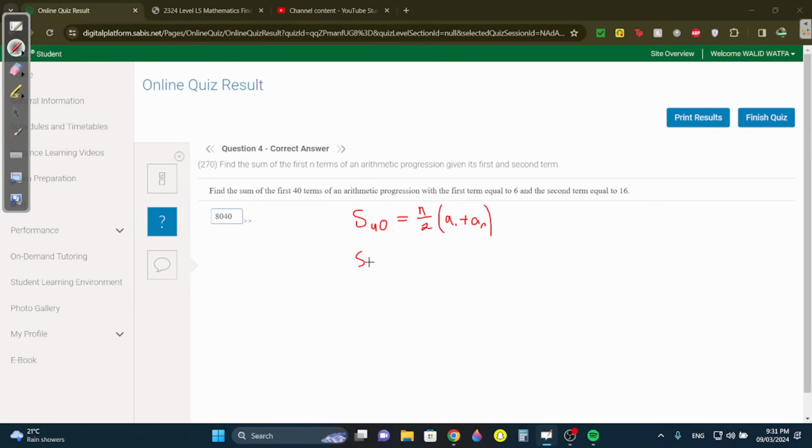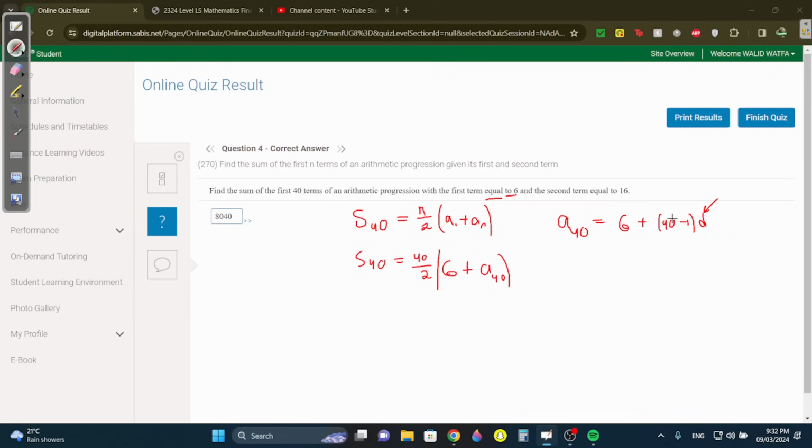So in this case, I substitute again. S40 is going to be 40 over 2 times a1, which is the first term, 6, plus an, which is a40. Here's the thing, we don't know what a40 is, right? So can we find a40? Of course we can. A40 equals, remember the formula we've been using, a1, which is 6, plus n minus 1 d, so 40 minus 1 times d.